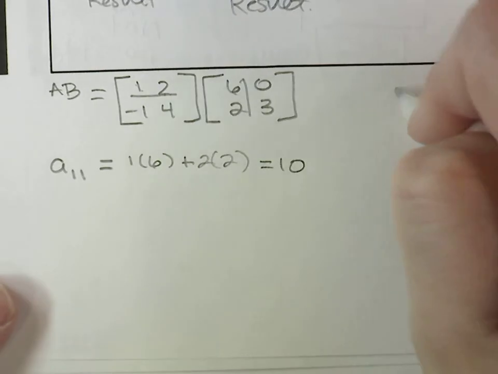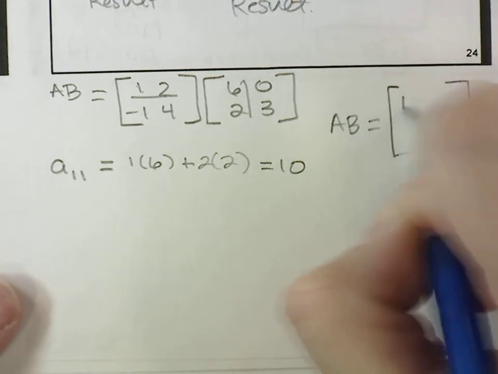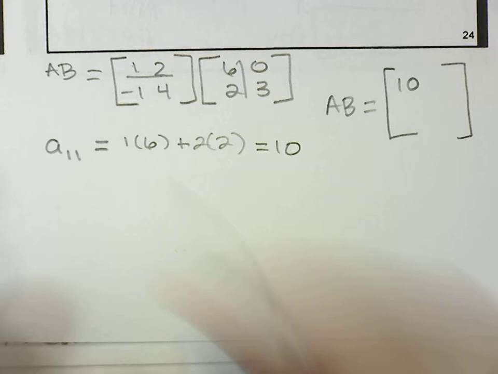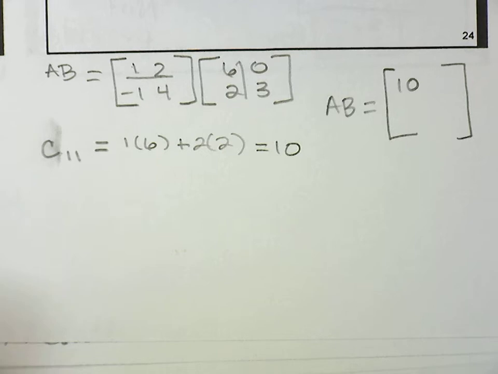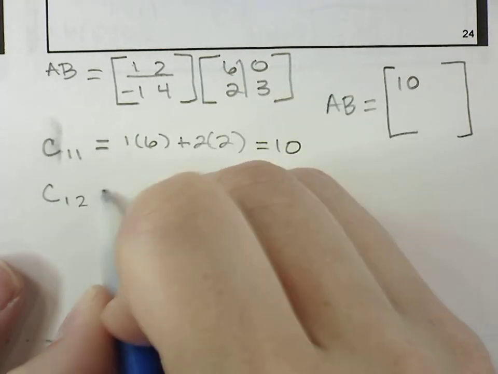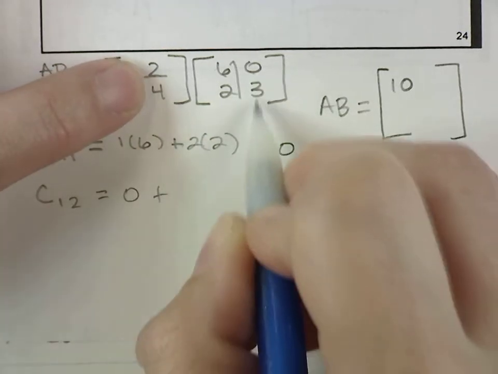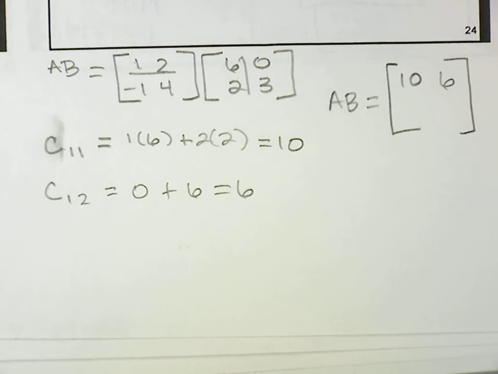Is that okay? Okay, and I'm also going to make my result matrix for A times B. So in the first row, the first column, I have 10. Sorry, I said A, and I should have said C, because that's what we're calling our product. Okay, and then we can do C1,2. So 1 times 0 is going to be 0. 2 times 3 is going to be 6, so that'll be 6.